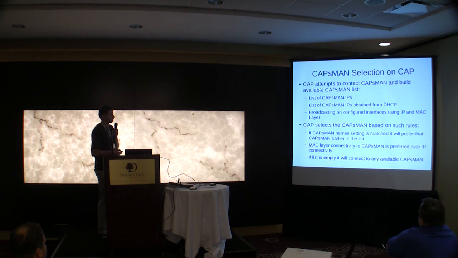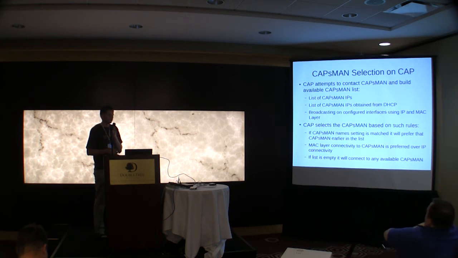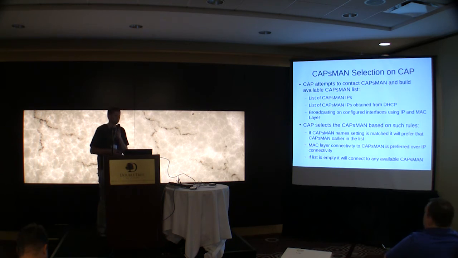So first, the CAP attempts to contact CAPsMAN and builds an available CAPsMAN list. For example, if you have 10 CAPsMANs, it builds a list of all CAPsMAN IPs that can be reached by IP. Then it gets CAPsMAN IPs obtained from DHCP, if they're provided by DHCP. And also broadcasting on the configured interfaces. For example, if you have specified that the CAP is discovering CAPsMAN on Ethernet 1 or Ethernet 2, it will broadcast on that interface and gather that information from the MAC and IP layer. It has an IP address as well.